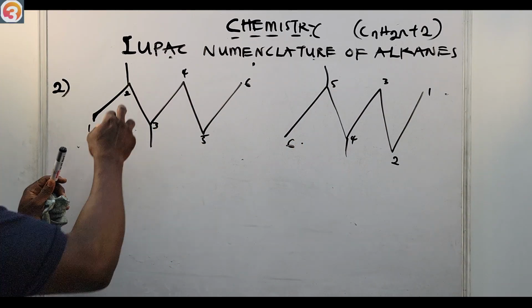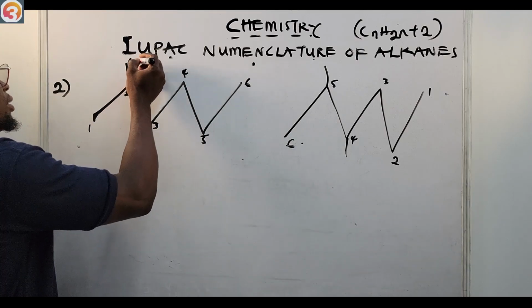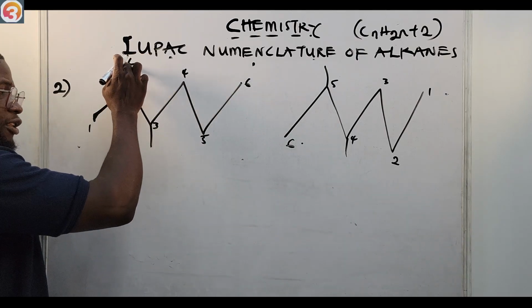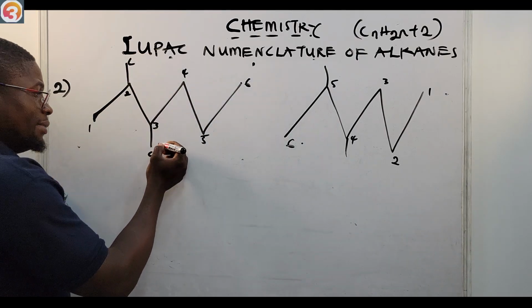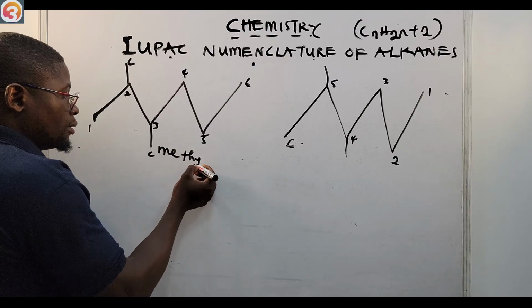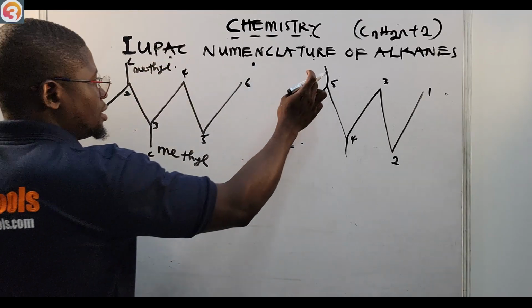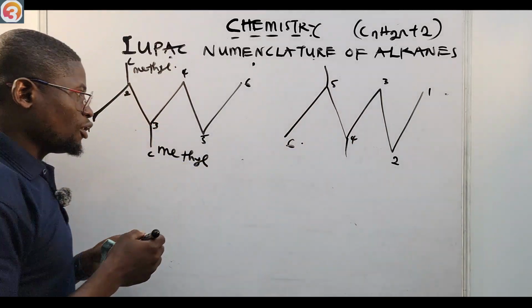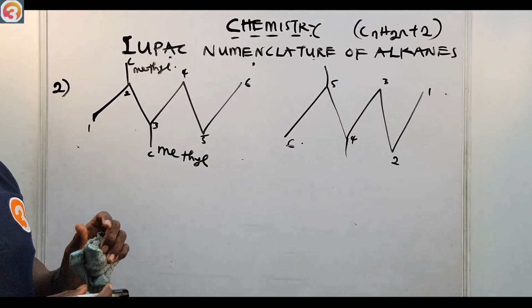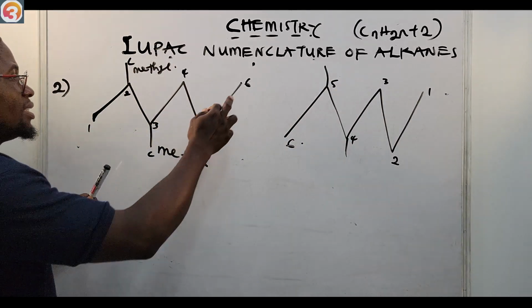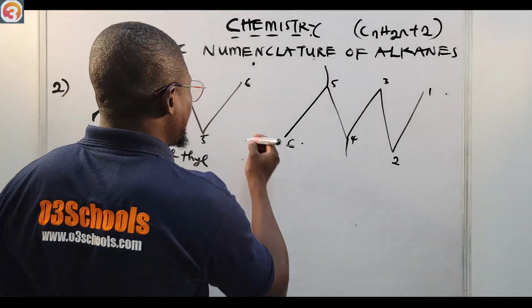Now we have a methyl group here, because there's only one carbon atom here. That means this is a methyl group, this is a methyl group, and this is also a methyl group, same as this and this. Now come to our naming. Identify the number of carbon atoms in the parent chain: 6 carbons. 6 carbons corresponds to hexane.